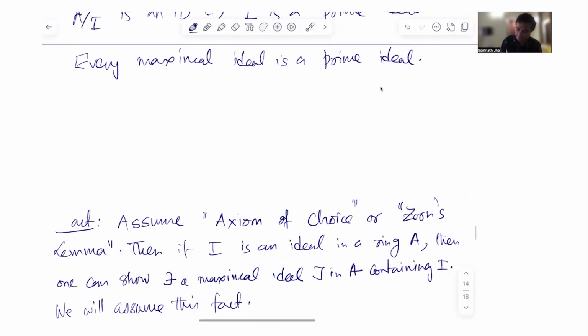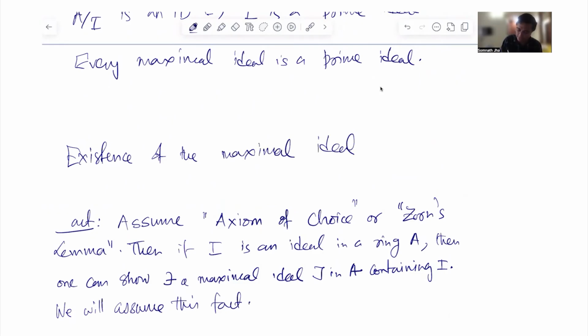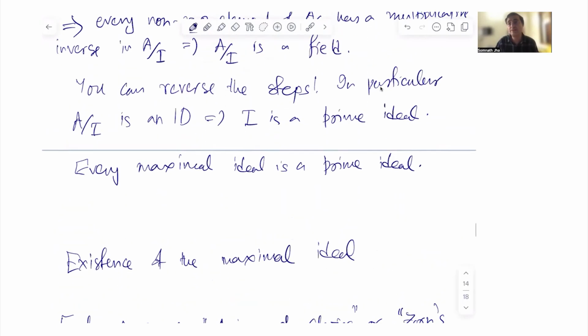Now here is one thing I want to say about the existence of maximal ideals. There is some technicality here for a general ring. You will think that if I give an ideal, then there is a maximal ideal containing that ideal, and that fact is actually quite non-trivial for a general ring. Although for some, like a PID, it may not be.